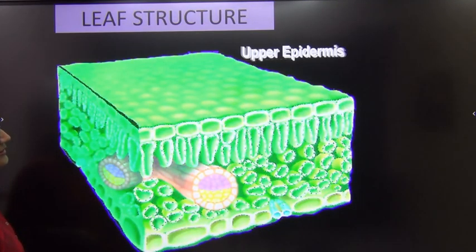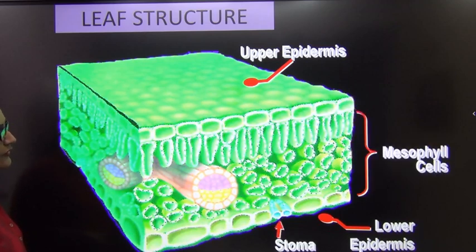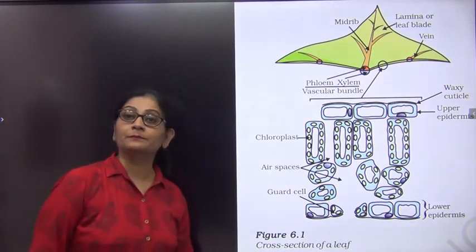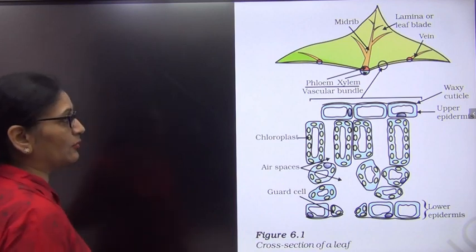Now coming back to this layer, once again I have done it: upper epidermis, lower epidermis, and this is the mesophyll, and the mesophyll contains chloroplast. Now this is the diagram from your NCERT. This is a very important diagram. It will also come in your board exams.